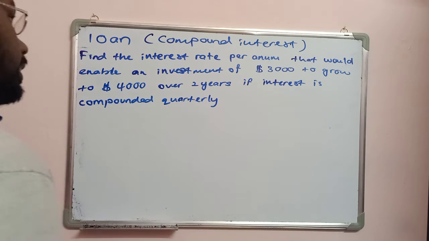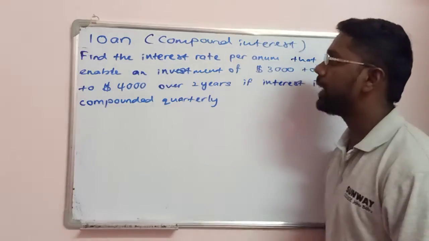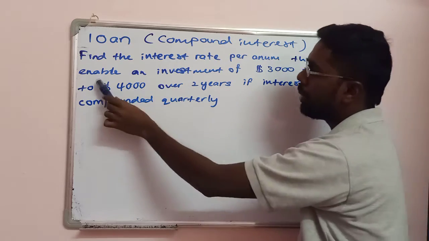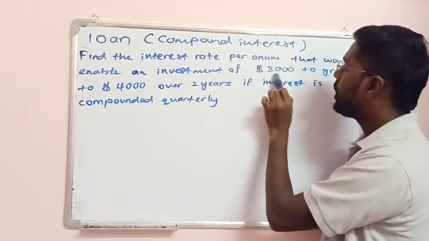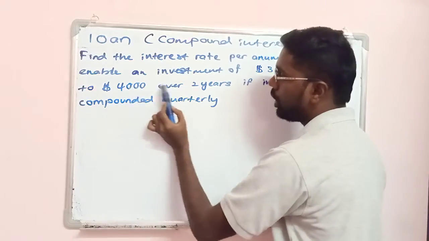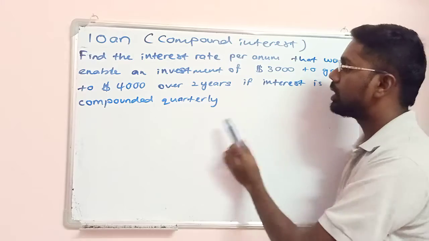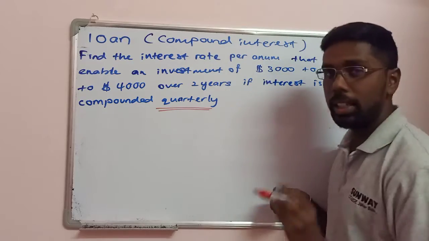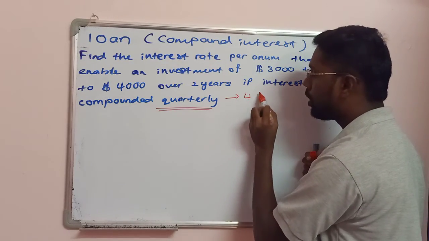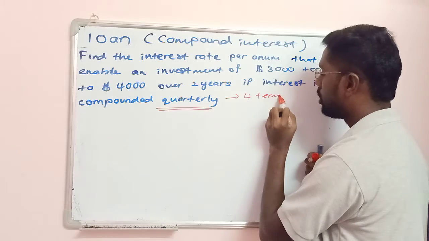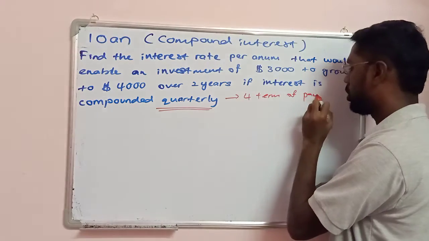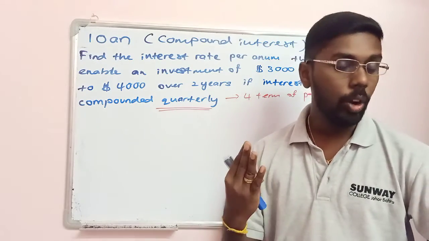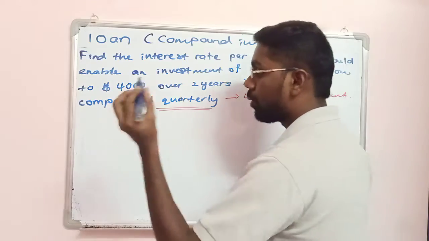Okay, let's look into another example. Here, find the interest rate. I ask you to find the interest rate per annum that will enable an investment of $3,000 to grow to $4,000 over 2 years if the interest is compounded quarterly. So here I have a different compounding period, quarterly, which means in 1 year there are 4 interest payments.